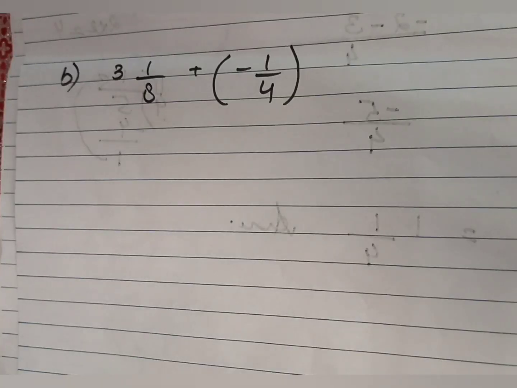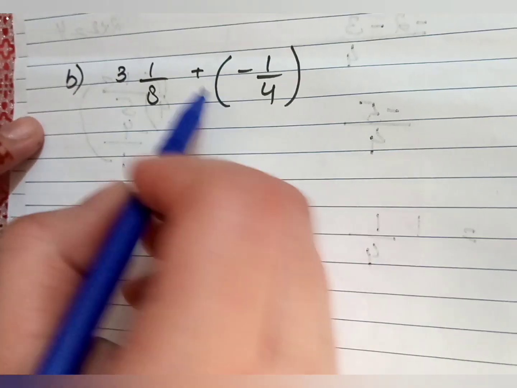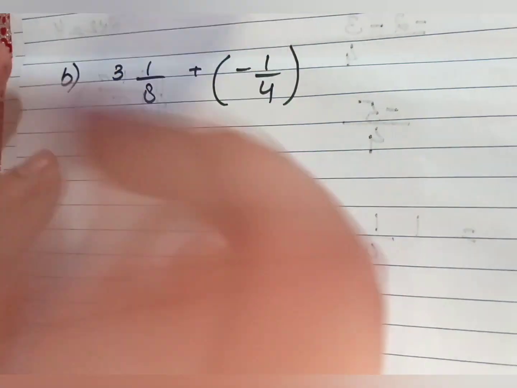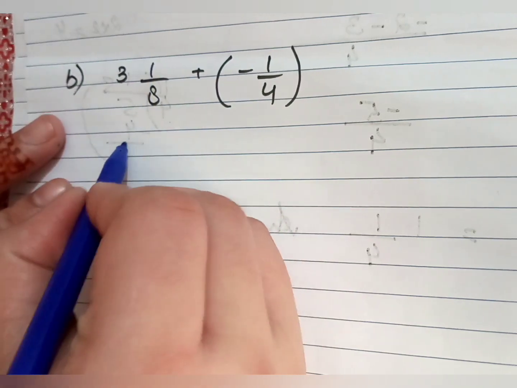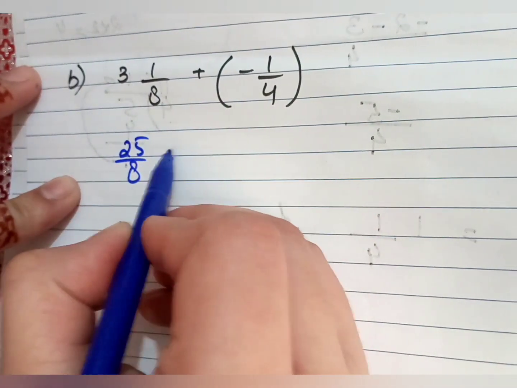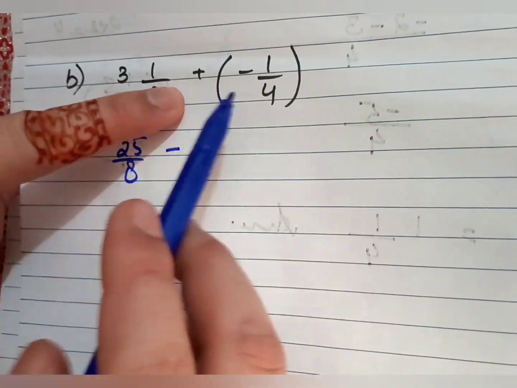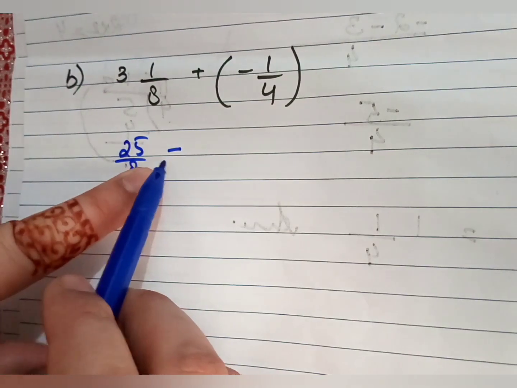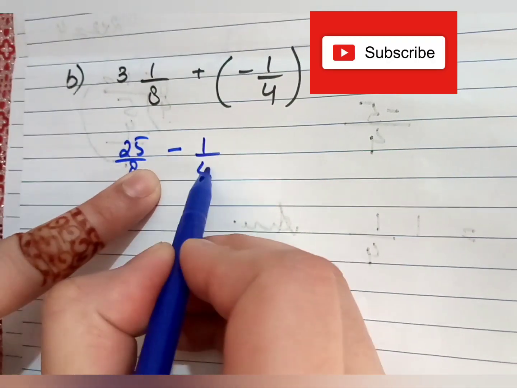Now we will do question 1 part B. Firstly we have to solve the mixed form as well as the bracket. 8 3s are 24 plus 1 is 25, so 25 by 8. Now plus minus minus, or you can also take the concept that when there is a minus sign outside the bracket, the inner sign will remain the same. So you can apply both the concepts. Now next is 1 by 4.